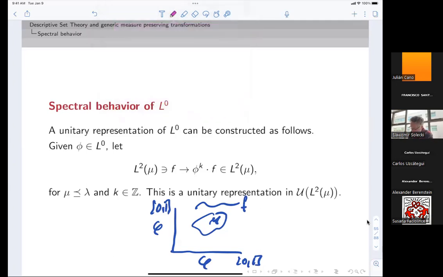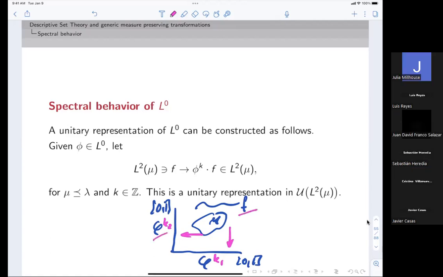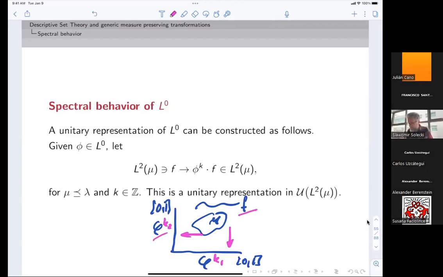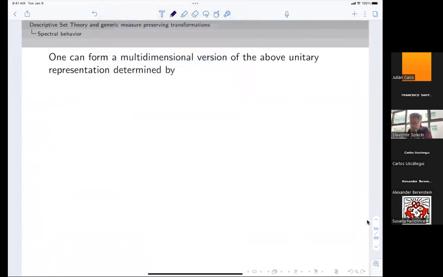So how can one do it? Well, I can take two powers, K1 and K2, of phi, take projections from the product to the coordinates, pull back phi to the power K1 and phi to the power K2 to the product, and multiply F by these two pullbacks. And this works. This is again a unitary representation. And this is all that can be done, in fact.